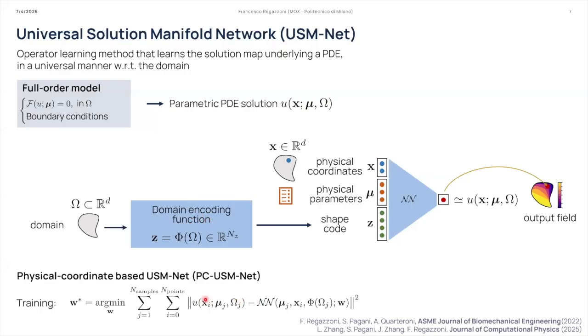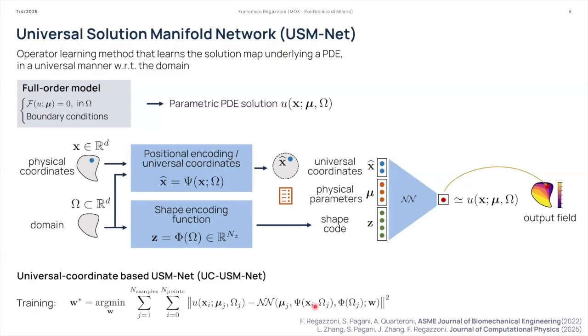And then we will simply train our model in a supervised way, by minimizing the discrepancy between predictions and data. And in order to better generalize from one domain to another, besides providing a shape encoding function, we also pre-process the coordinates by means of some positional encoding techniques that typically map all the domains into a reference domain by using the so-called universal coordinates. And as I will show you, this allows us to better generalize from one domain to the other.